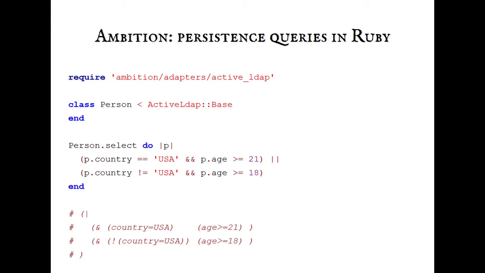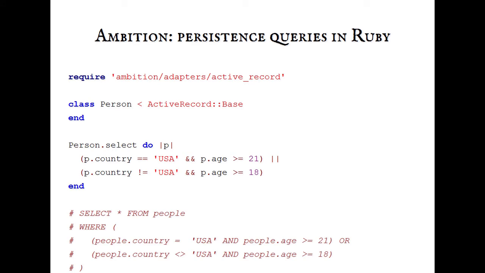If we instead use the LDAP adapter, which is, as you can see, the difference in what we required and what we inherit from, this is exactly the same. And this is the LDAP query that is executed by Ambition. I think there is a DataMapper Ambition adapter. So if you're using DataMapper, you get Ambition very easily as well.